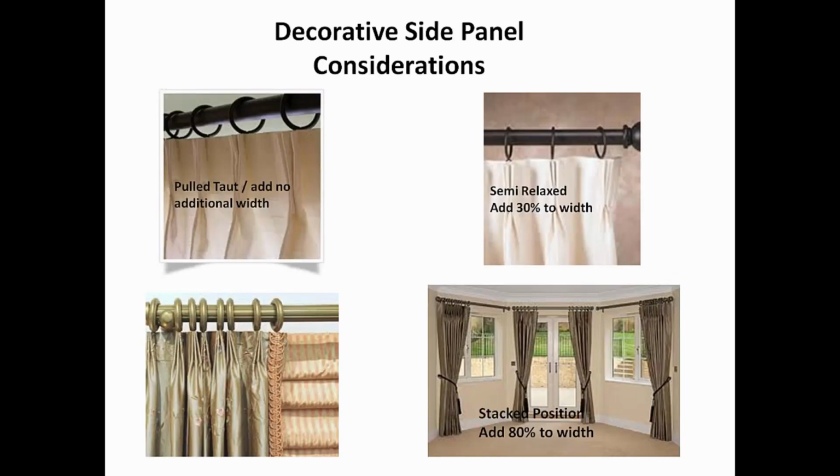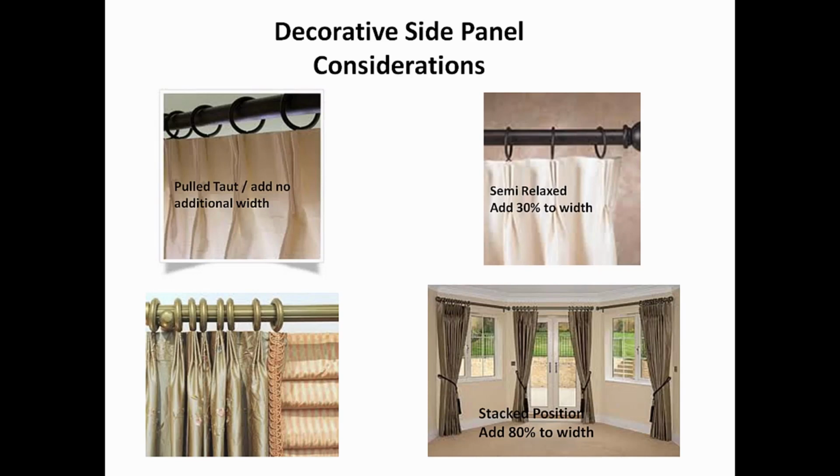So another consideration when you're doing decorative side panels is to think about the overall look. In the previous example, we ended up ordering a panel that was 30 inches when you added the return and the overlap. So basically it was only going to cover about 24 inches of rod face. And to do that, if it's pleated, you have to pull it real tight, stretch it real tight and keep it in that position to cover that full 24-inch face.